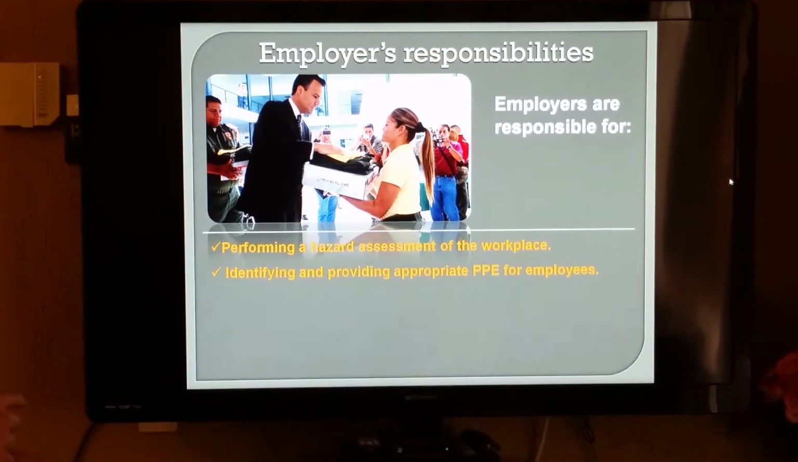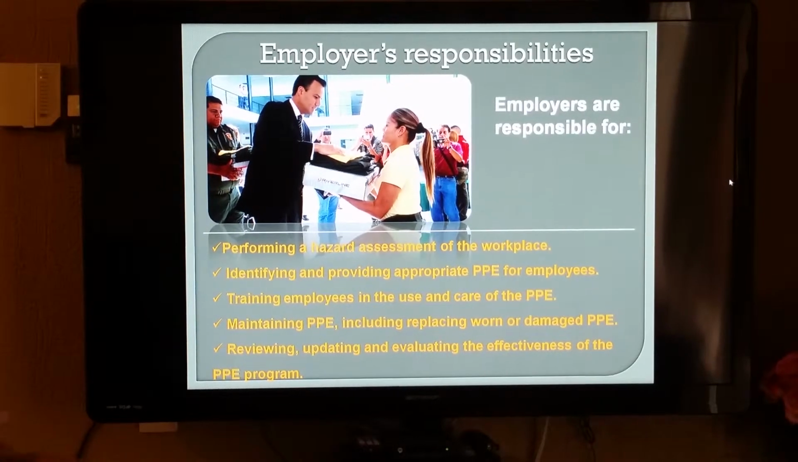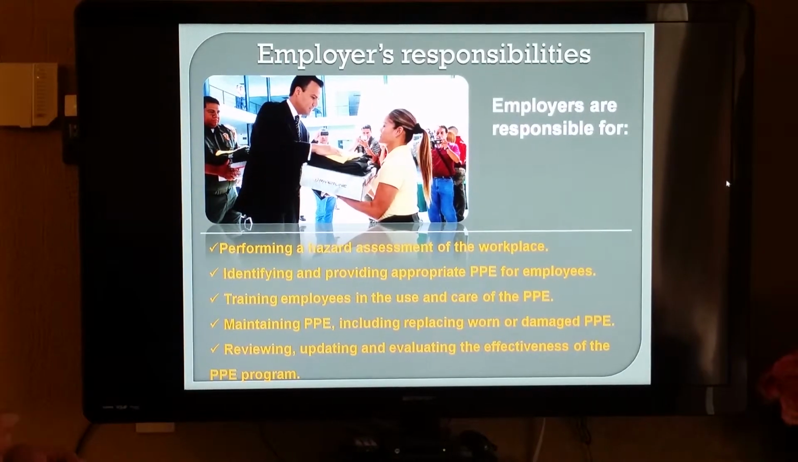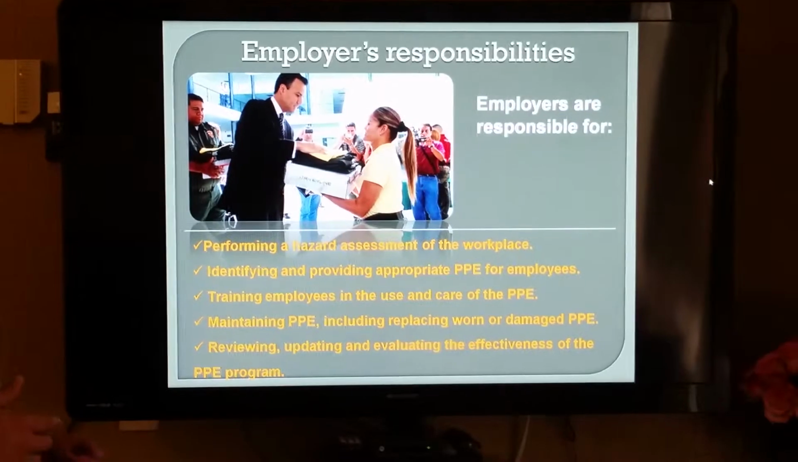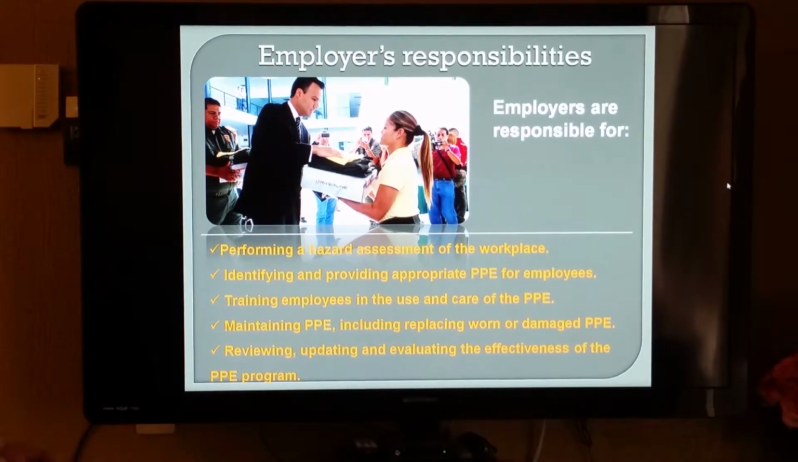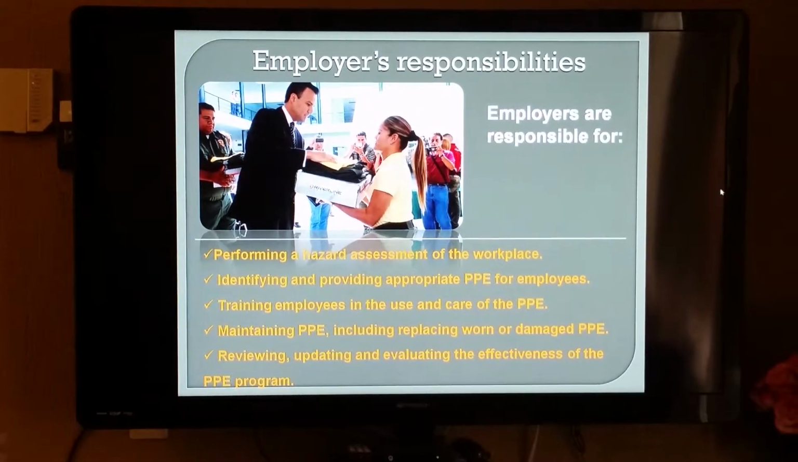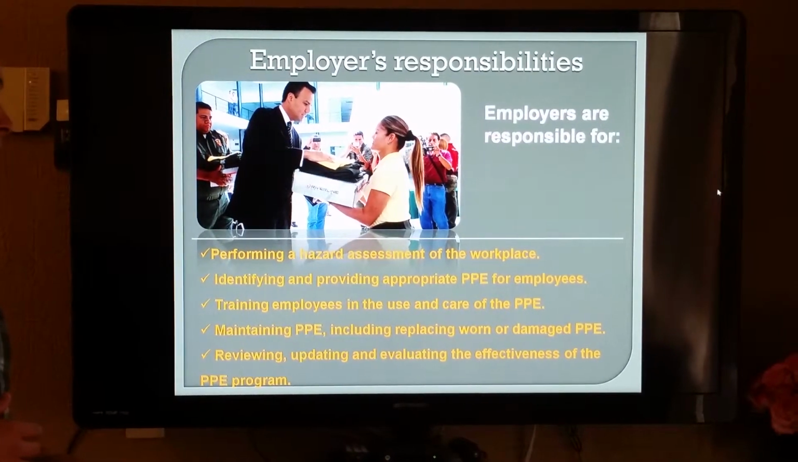Employers need to provide the PPE. They need to perform a hazard assessment to know what PPE is necessary and when it's necessary, and train all the employees on the PPE. They need to provide those resources, and they also have to review, update, and evaluate the effectiveness of the PPE program constantly.